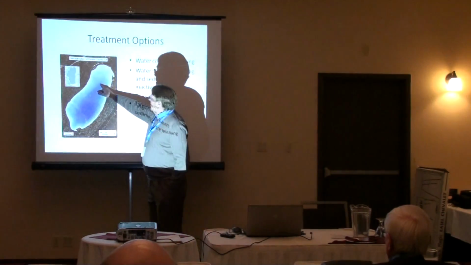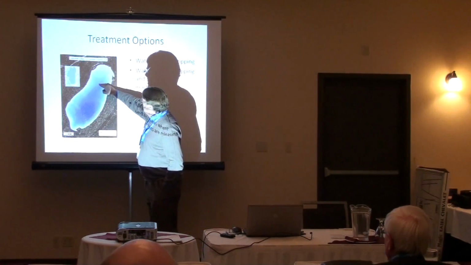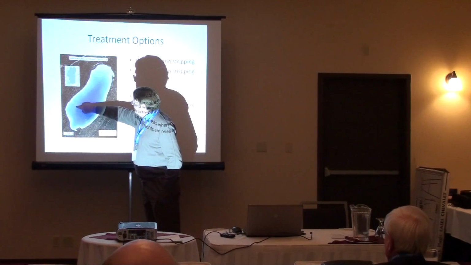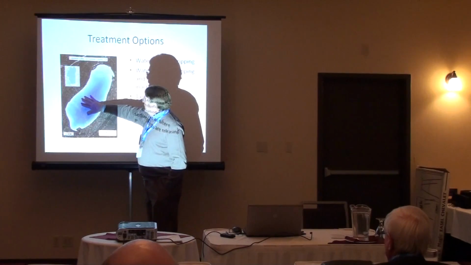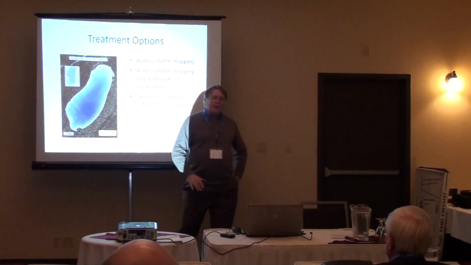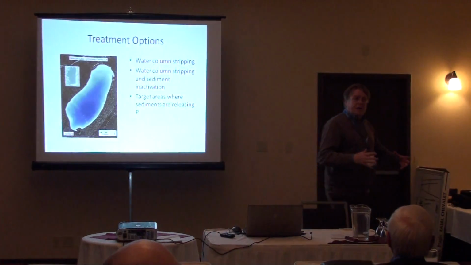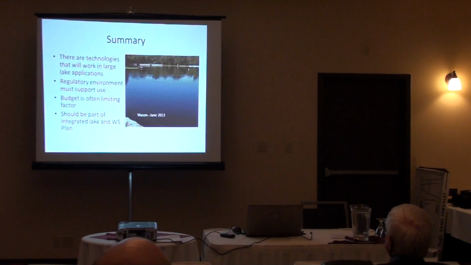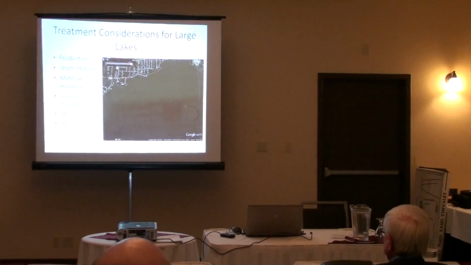Other applications are, let's say for example, this line right here, this bathymetry map is the contour where stratification occurs. You've got an anoxic portion of your lake where you can come in and target areas or hot spots. Like Harry said, you don't necessarily have to make an application for the entire lake. So those are some things to think about.